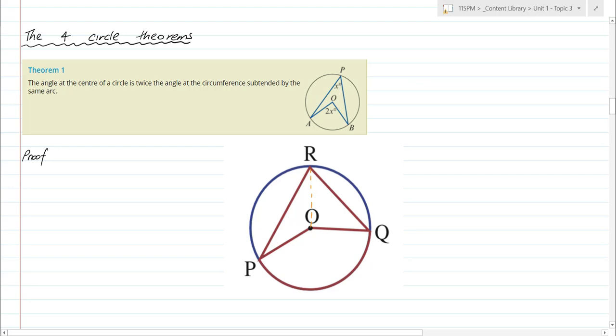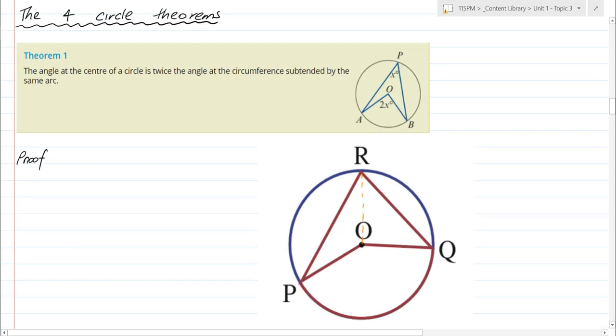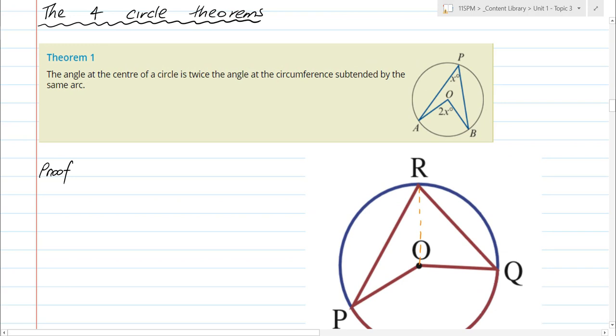So theorem 1 is the angle at the centre of a circle is twice the angle at the circumference subtended by the same arc. So that sounds pretty complex, but as a diagram, it's just saying that the angle off the same arc AB, the angle produced to the centre is twice as big as the angle produced to the circumference, anywhere on the circumference.